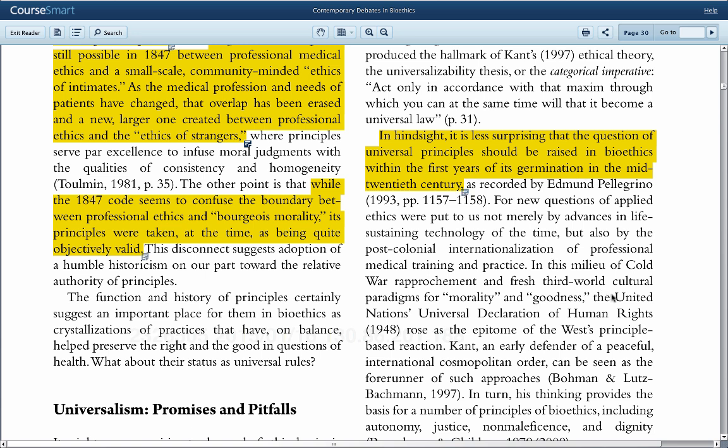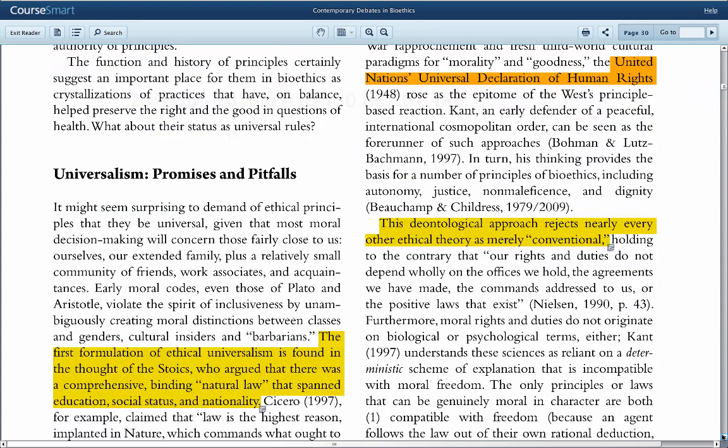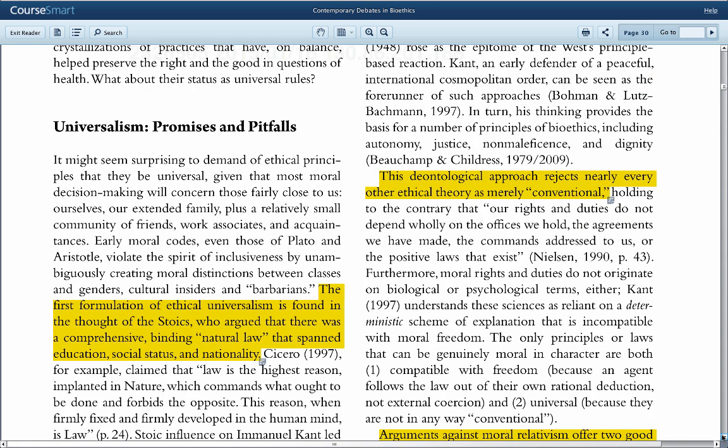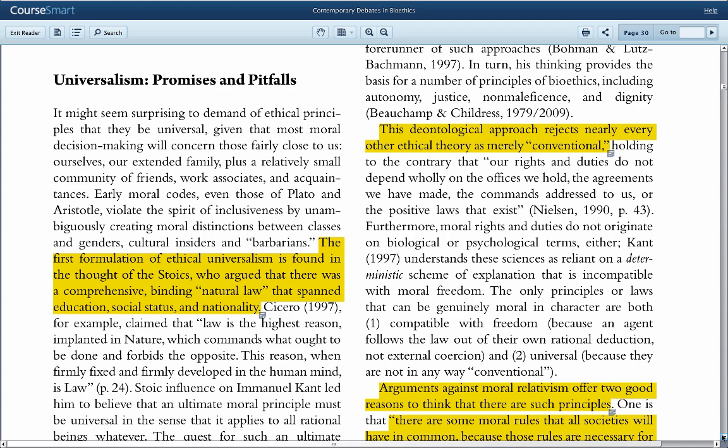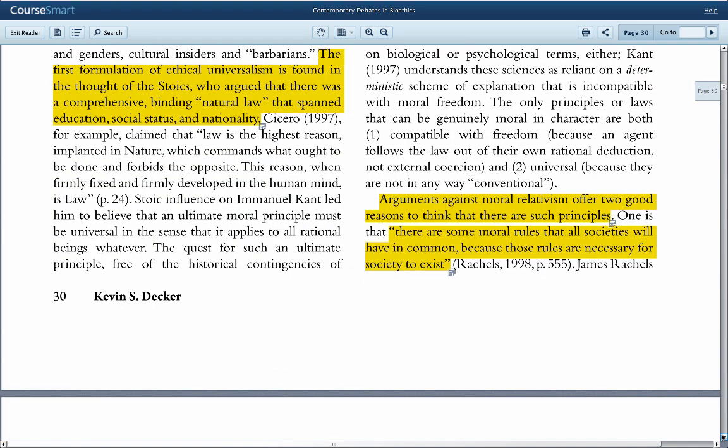So he points to United Nations documents like the Universal Declaration of Human Rights, and he points out how the theory that's in that Universal Declaration is a deontological approach, which rejects nearly every other ethical theory as merely conventional, insisting that what rights people have are not just a matter of what their governments say, but are universal and should be respected as universal.